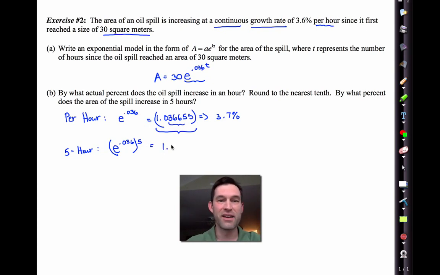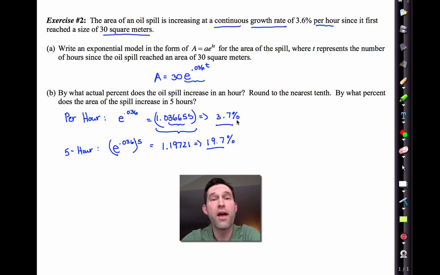Can't do this in my head. Anybody who thinks they can, boy, I'd love to talk to you. You must be an interesting person. But this is going to give us 19.7% growth per 5 hours. Seriously, anything involving e, nearly impossible to do with any accuracy in your head. So, 19.7% growth per 5 hours, 3.7% growth per hour. And again, what's really interesting is a comparison between the 3.6% growth that they tell us that we're getting, but continuous, versus what we actually get.